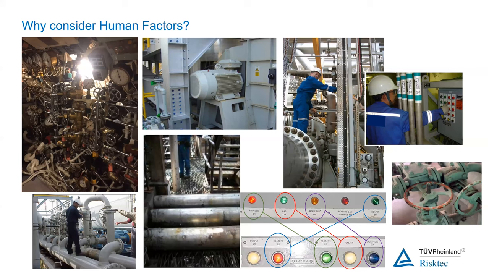And some of these other photographs equally show the difficulties of accessing things for maintenance or for operations. So you have this chap reaching through some pipe work that's in the way to operate that panel. Over on the right hand side, down the bottom, you have the wheel valve. How do you turn that wheel valve when it's very, very close to the pipe work? So these are all aspects of design.